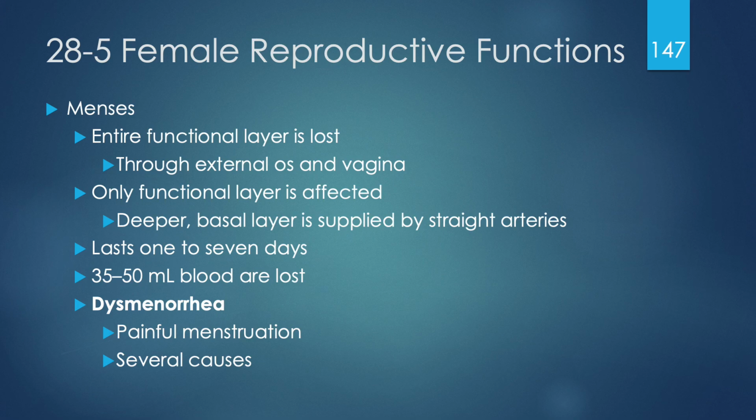Dysmenorrhea is a clinical condition by which a patient has painful menstruation, and it's a clinical diagnosis that's indicating something non-specifically. There can be a lot of different causes that can cause difficult menstruation, or dysmenorrhea.